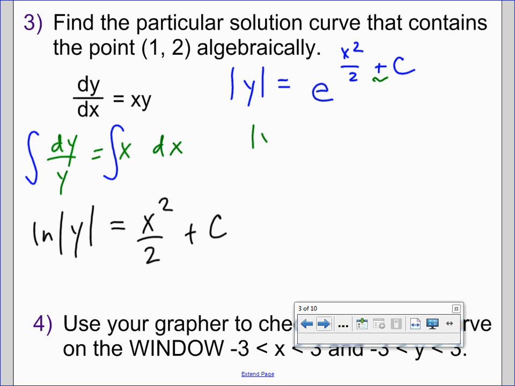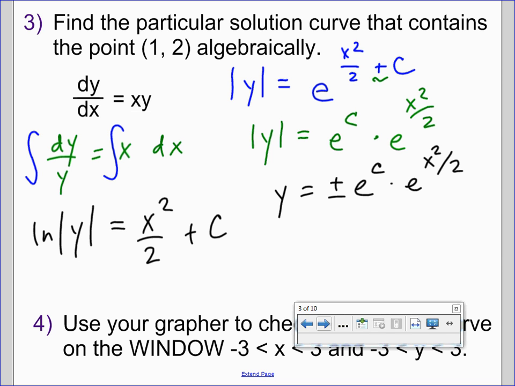So we'll go ahead and keep these absolute value bars for one more step. We'll break this up as e to the c times e to the x squared over 2. And now we can get rid of those absolute value bars. Keep in mind the absolute value bars return the same as the quantity inside if the quantity inside is positive, but they return the opposite of the quantity inside if the quantity is negative. So I'm going to go ahead and get rid of the bars by applying positive and negative.